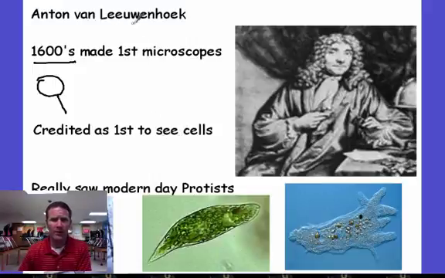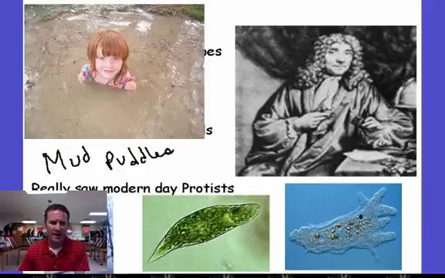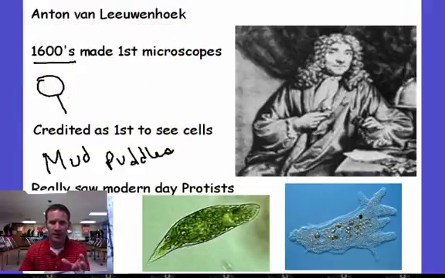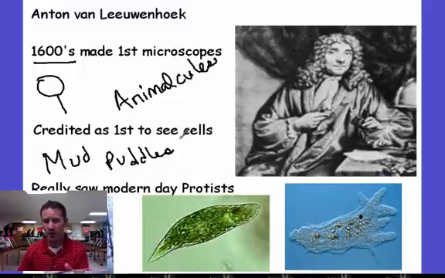And what van Leeuwenhoek did is he actually went around and looked in mud puddles. He was looking in lots of weird places like mud puddles and drops of water and things like that. He was just looking at it through his lens, and he noticed these things moving around in the water, which he called animalcules. He didn't really know what they were. He just thought they were tiny little animals that were swimming around in the water.